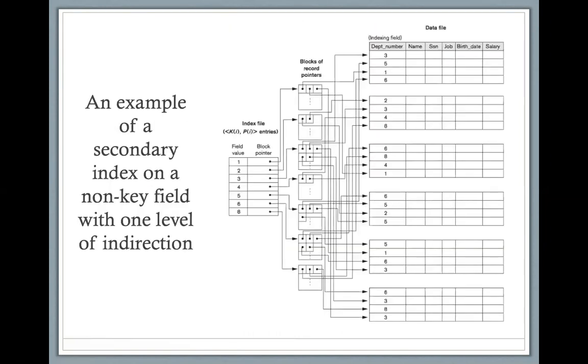How about searching? So how do I find the record? All I have to do is do binary search on this, follow the pointer. Let's say it's the value 4. I follow this pointer, that gives me this block, and I follow the pointers inside this block to get the records. What about insertion and deletion? What do I have to do?